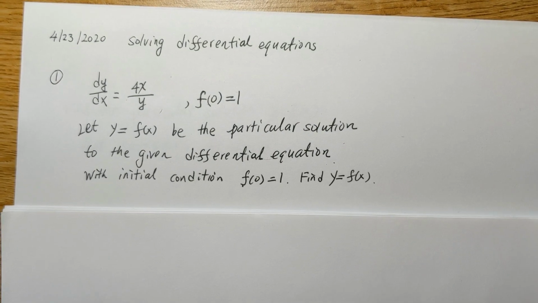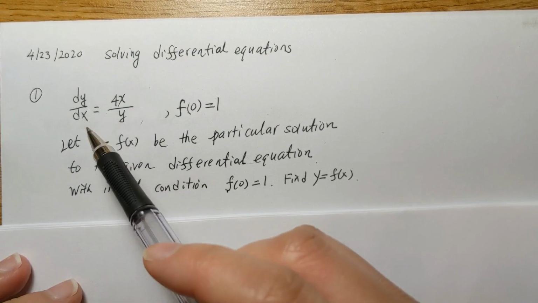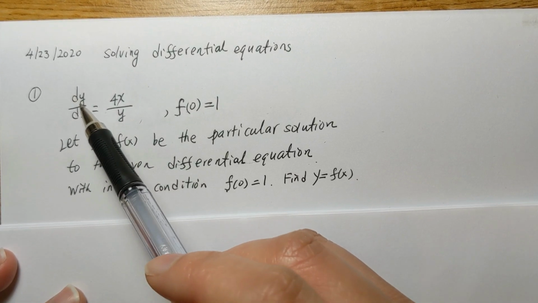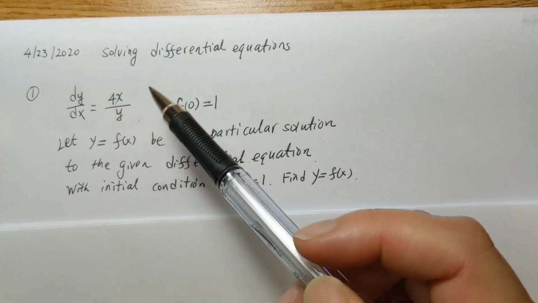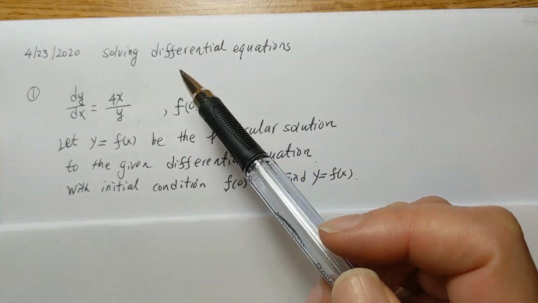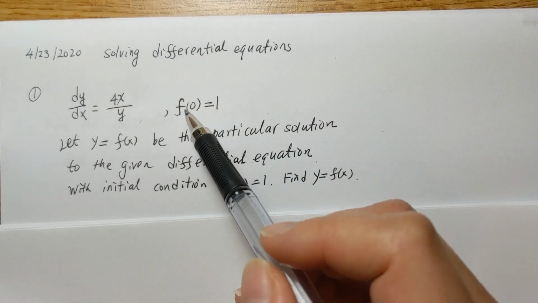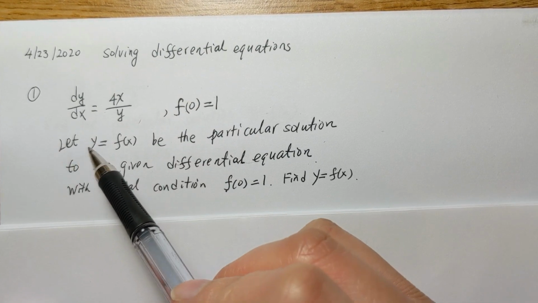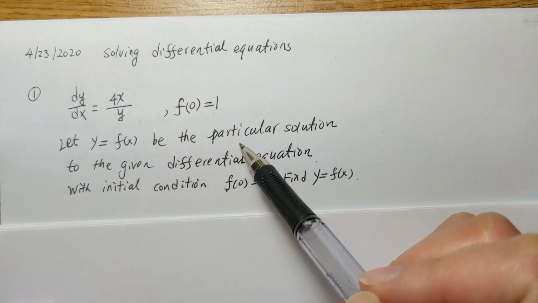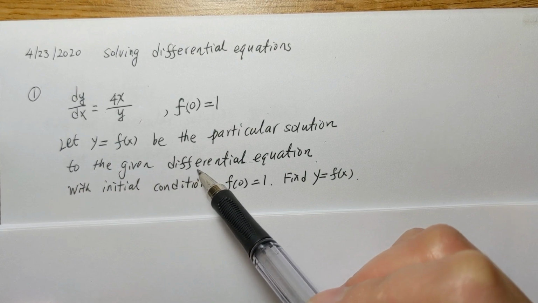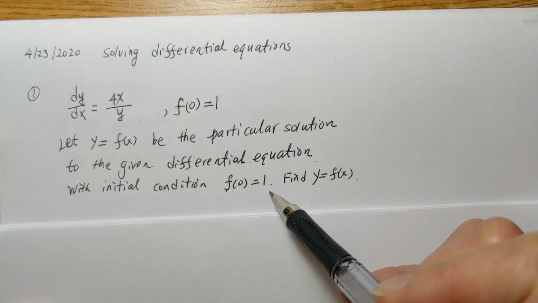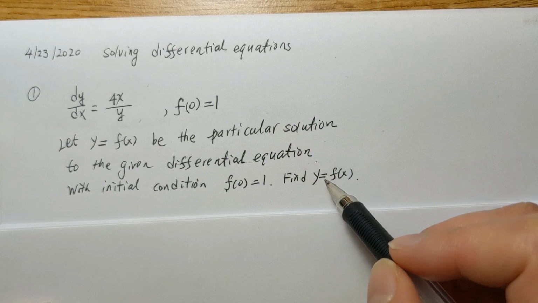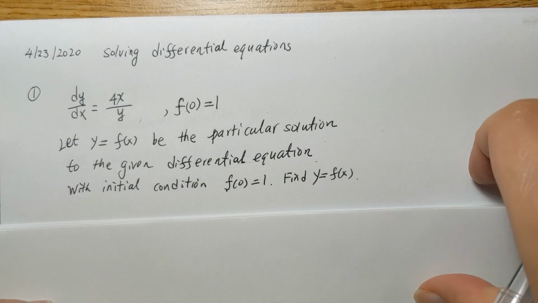Let's take a look at the first problem, called a differential equation: dy/dx equals 4x over y. Basically, a differential equation involves the derivative. We're given f of 0 equals 1. So let y equal f of x be the particular solution to the given differential equation with initial condition f of 0 equals 1. Find y equals f of x.